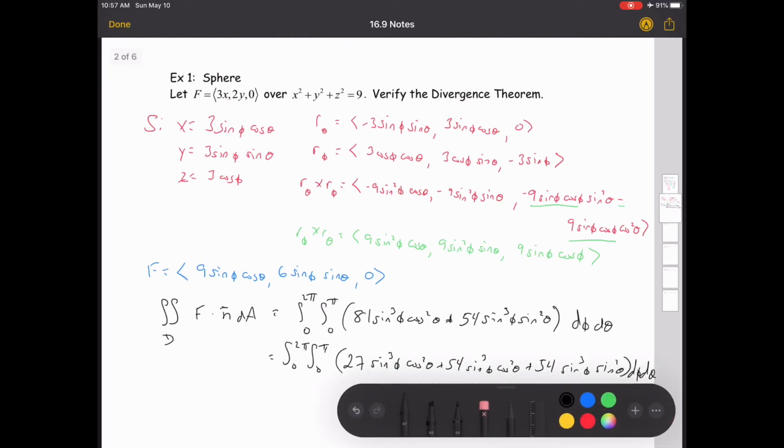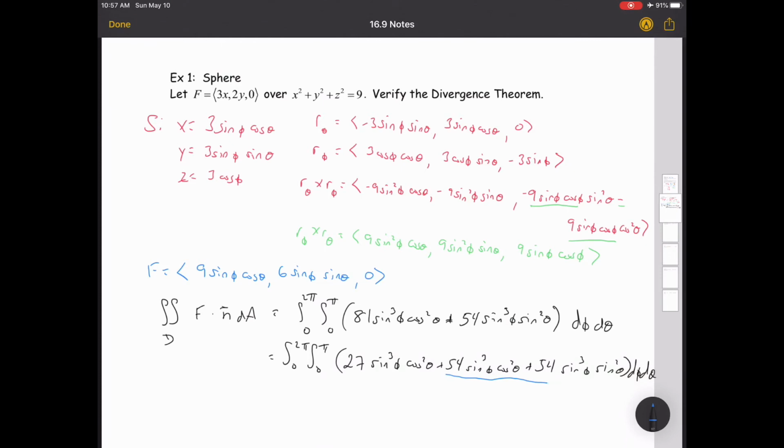So what that's done is that's given me this piece right here, which then I can factor out the 54 sine cubed phi, and that'll leave you with the cosine squared plus sine squared, which is 1. So what we're going to get now is the integral from 0 to 2 pi, integral from 0 to pi of 27 sine cubed phi cosine squared theta plus 54 sine cubed phi. I'm just going to factor this piece and this piece right here, which leaves you with the cosine squared plus sine squared, but that of course is 1.